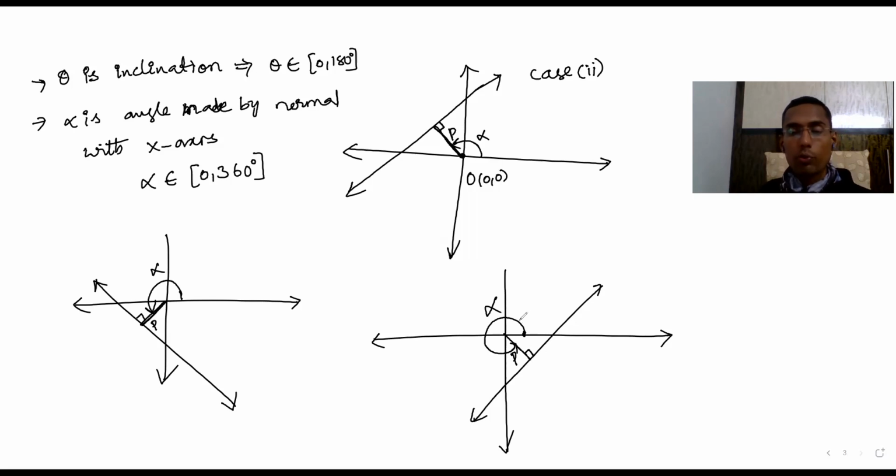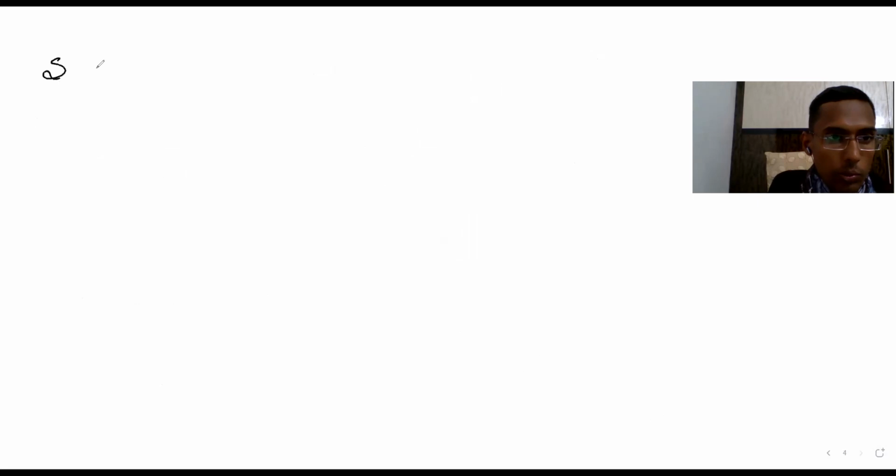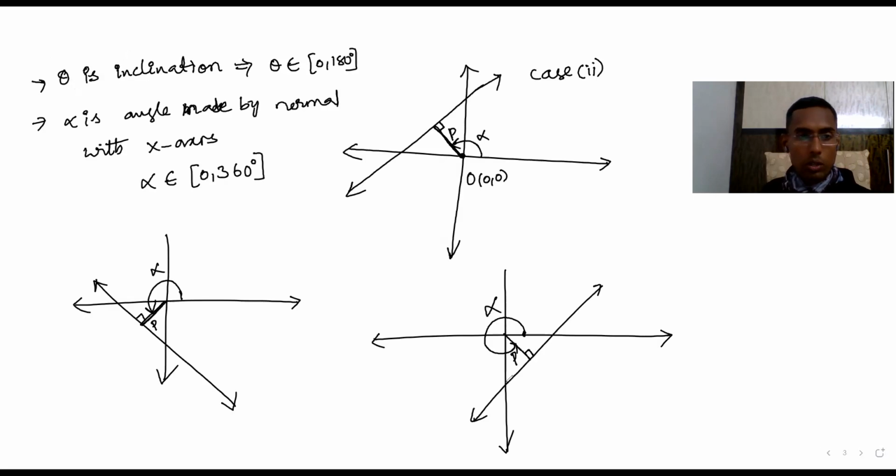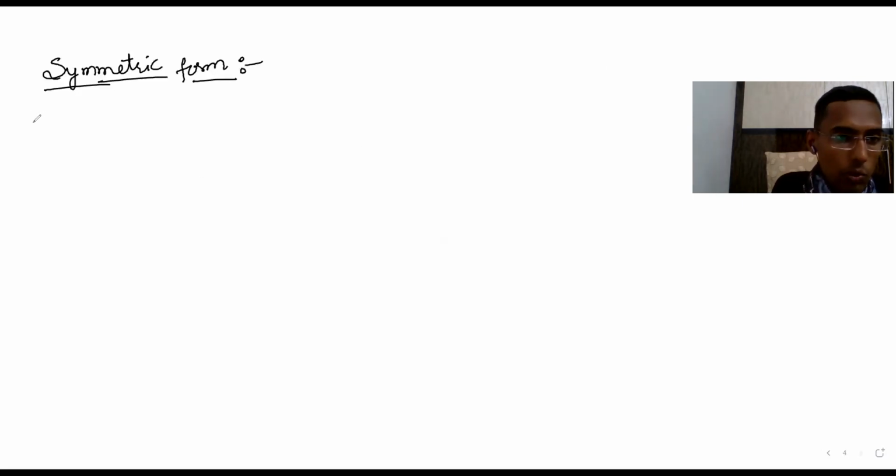So if you know these four forms, one more form is also there, that is the symmetric form. This is also important. This symmetric form we will see tomorrow. Anyway, for this normal form, I will give you an example.